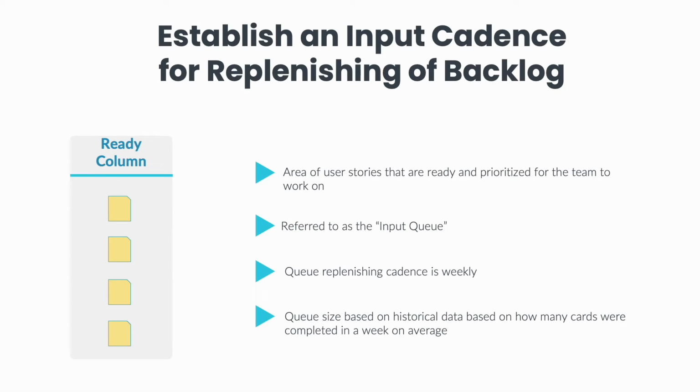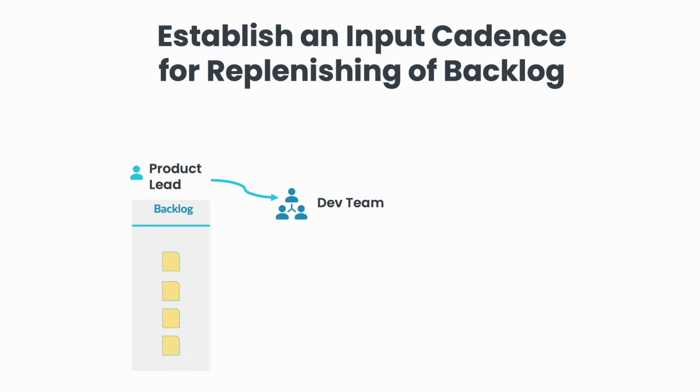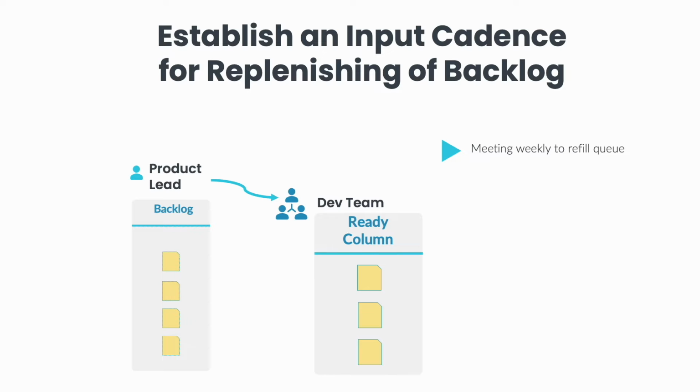Each team selects their queue size based on historical data of how many cards are completed in a week on average. Assuming our team has a product lead, this means our team will be meeting weekly with our product lead for the next user stories to be selected.